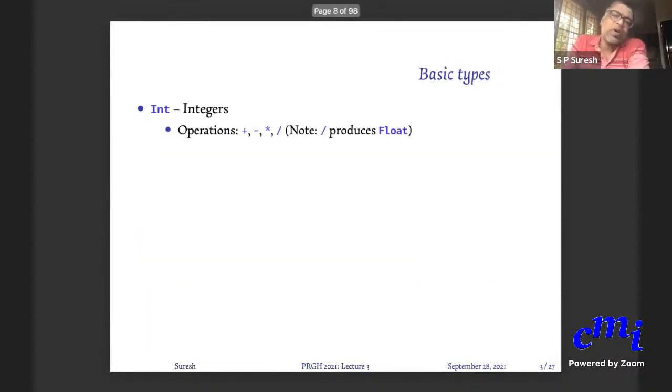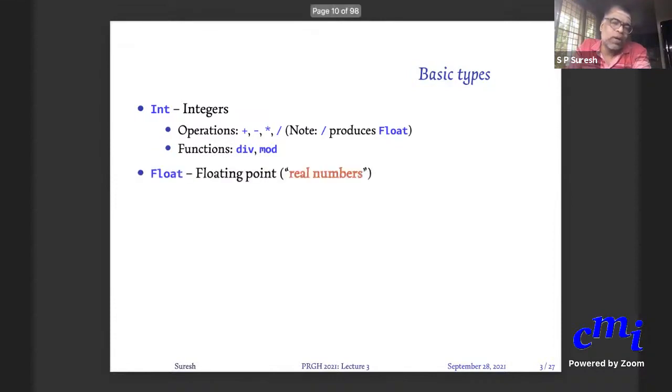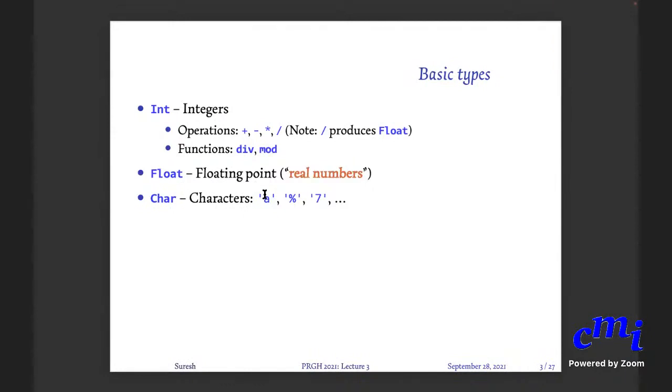So types: you have integers, which have plus, minus, star, slash, and also div and mod. Floating point numbers, which have the same plus, minus, star, slash, etc. Characters, which are whatever you can type on your keyboard. In fact, much more. You can do Unicode, etc. But we won't bother much about that in this course.